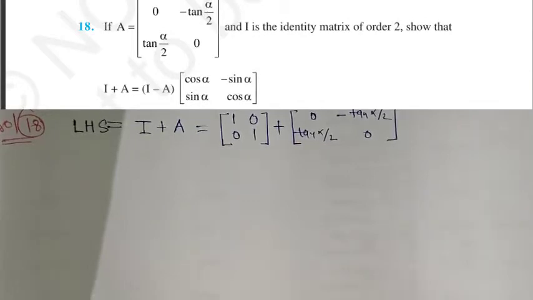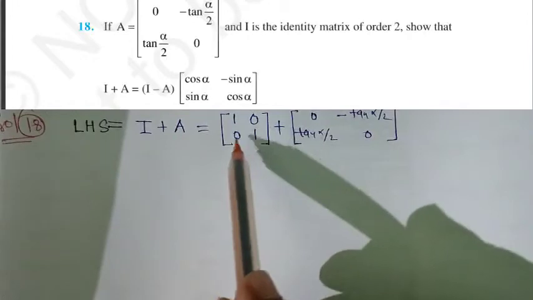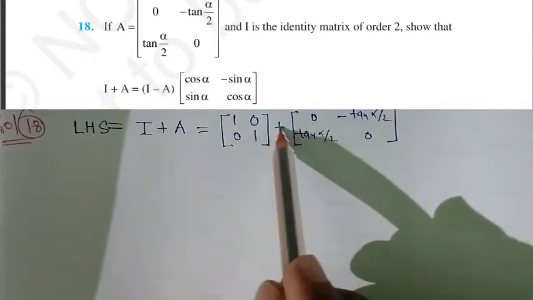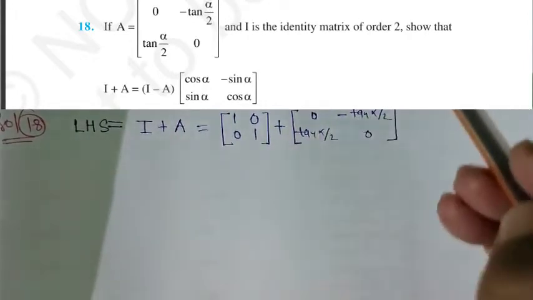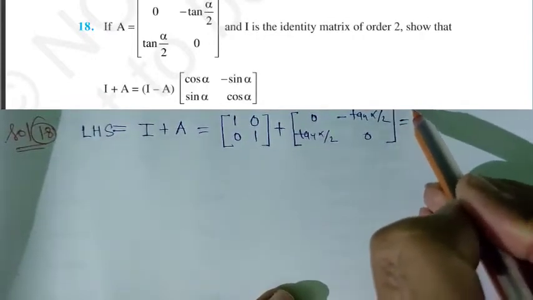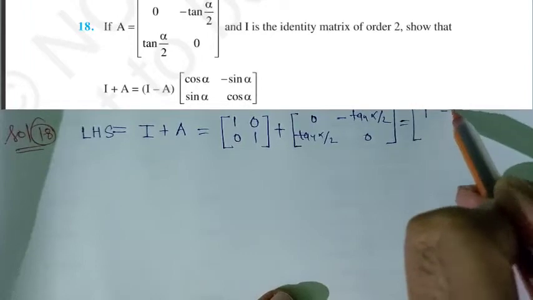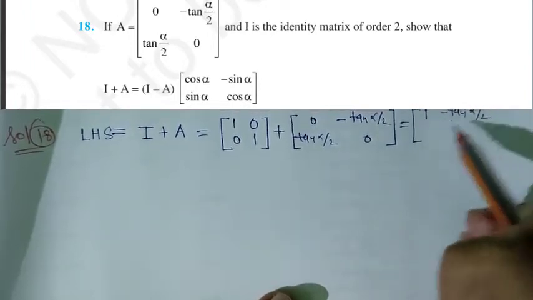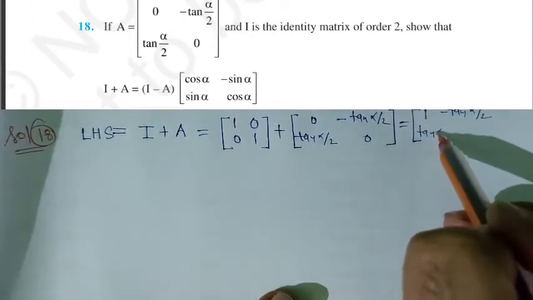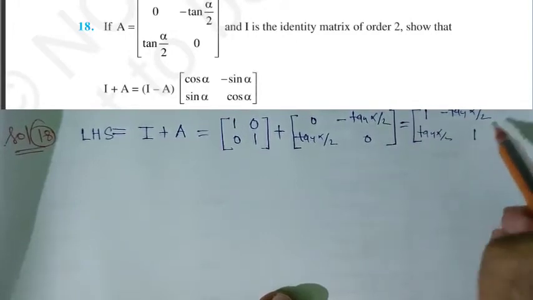So first of all, LHS, we can take I plus A. I is [1 0; 0 1], and we are adding it with A. Then what will we get? We will get [1, minus tan alpha by 2; tan alpha by 2, 1].